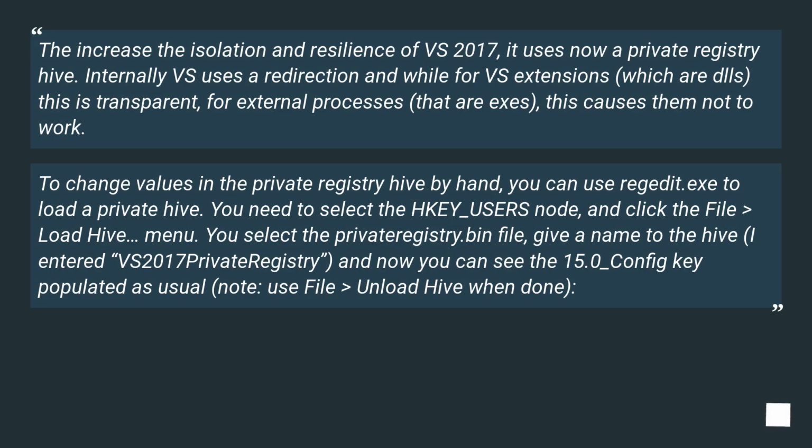To change values in the private registry hive by hand, you can use regedit.exe to load a private hive. You need to select the HKEY_USERS node and click the File > Load Hive menu. You select the private registry.bin file and give a name to the hive. I entered VS2017 private registry, and now you can see the 15.0_Config key populated as usual. Note: use File > Unload Hive when done.